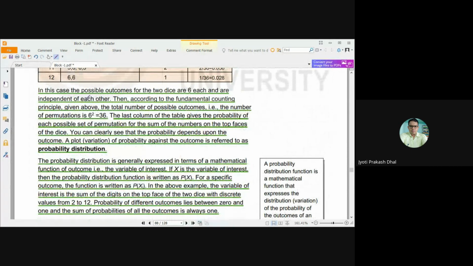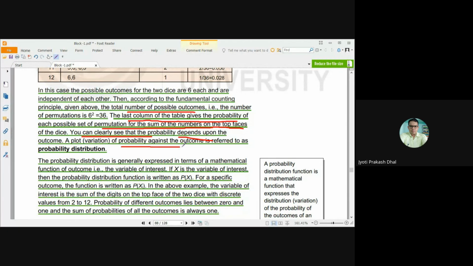Now, in the case of possible outcomes of two dice, which have 6 outcomes each and are independent of each other, according to the fundamental counting principle, the total number of possible outcomes, that is the number of permutations, equals 36. The last column of the table gives the probability of each possible permutation of the sum of the numbers on the top faces of the two dice. You can clearly see the probability depends upon the outcome.